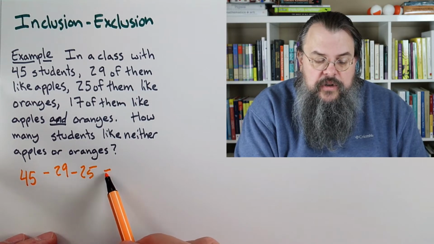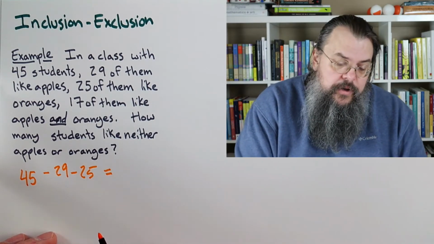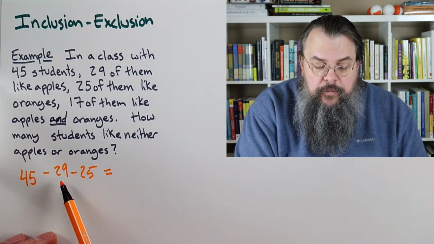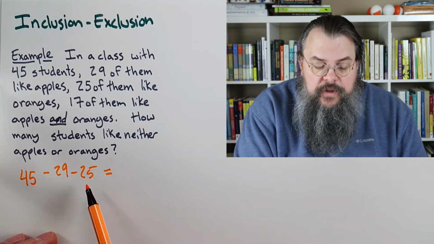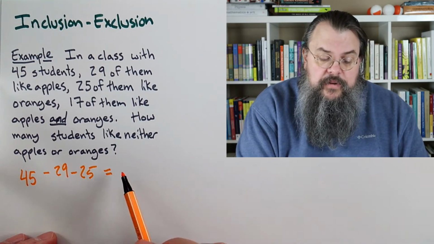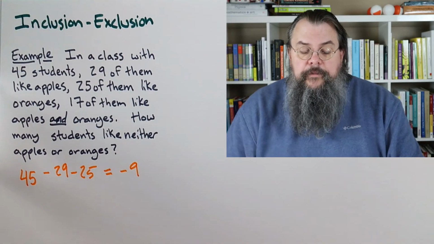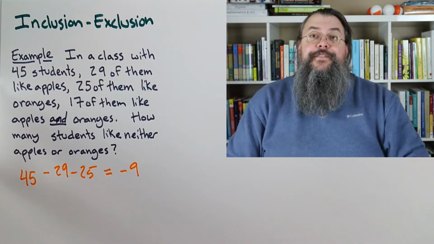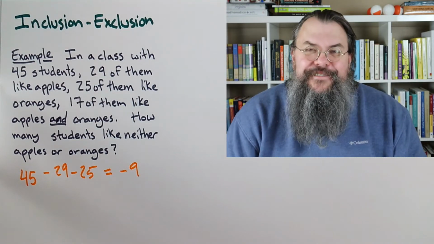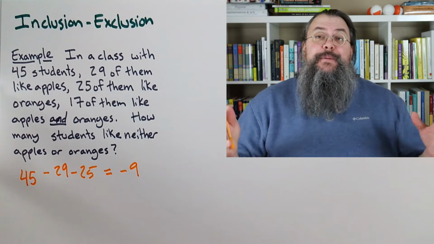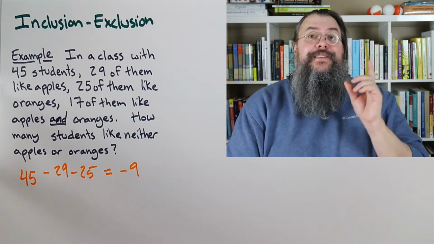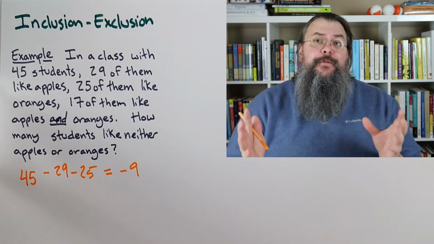And lo and behold, what happens? Well, we come to the conclusion that, let's see, minus 29 minus 25, that's minus 54. And 45 minus 54 is negative 9. So we say, aha, negative 9 people like neither. And then we're like, wait a second, we can't have negative numbers of people. People are things that we can count. We can't have a negative quantity. Something's wrong. All right, well, what's wrong?